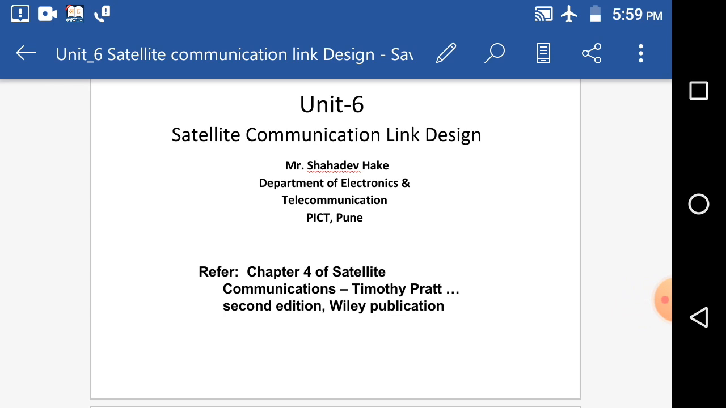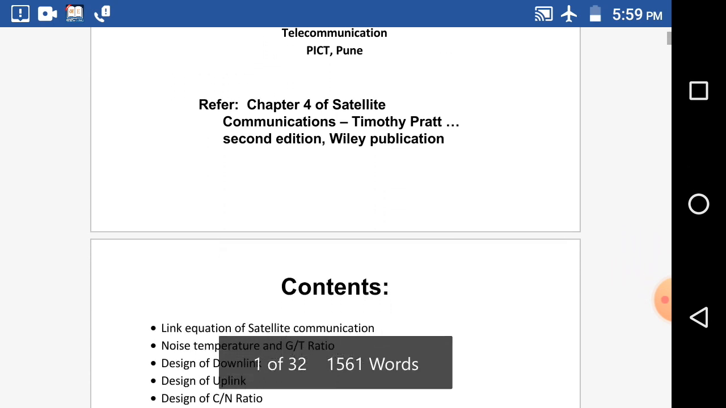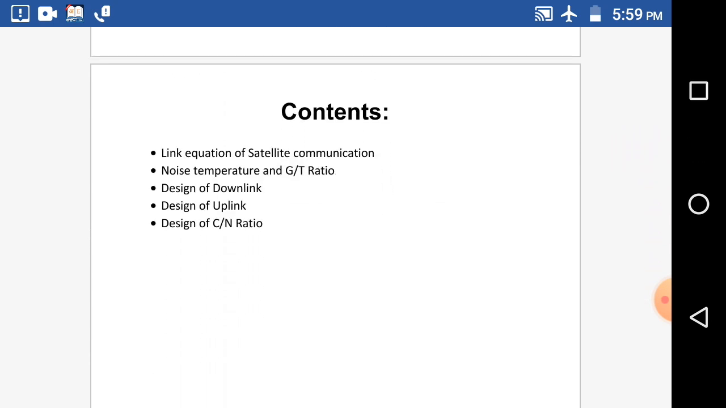Today I am going to cover a BCS subject, unit number 6, that is Satellite Communication Link Design. For this unit, I have referred a Pratt book. In this unit, we will see the following points: link equation of satellite communication, noise temperature and G by T ratio, design of downlink, design of uplink, and design of C by N ratio.